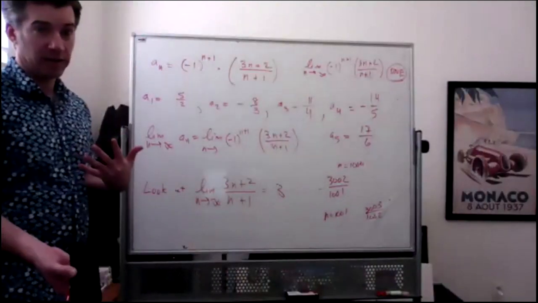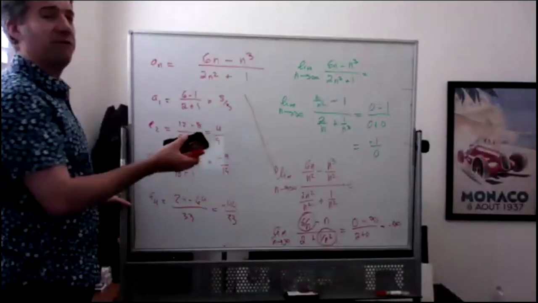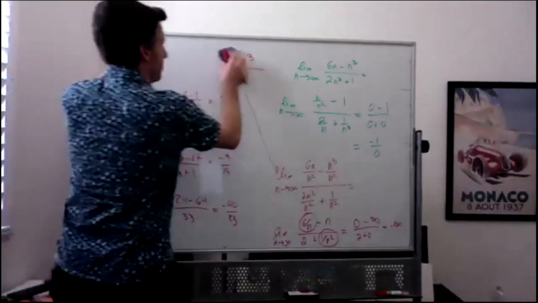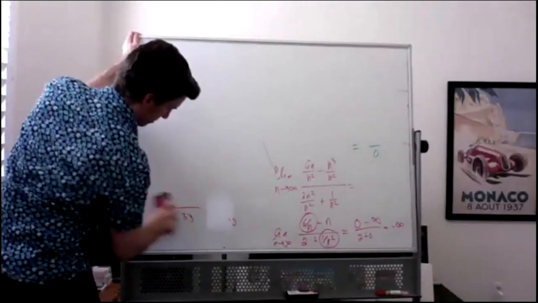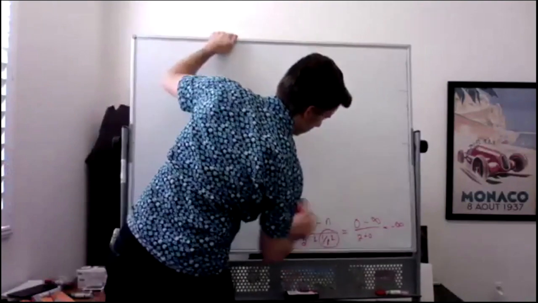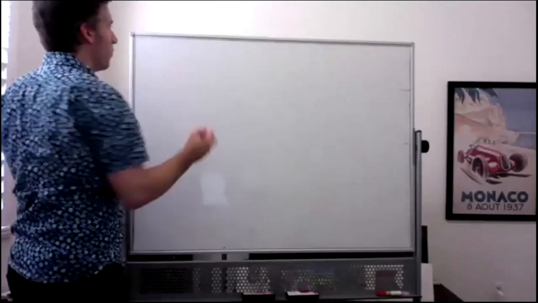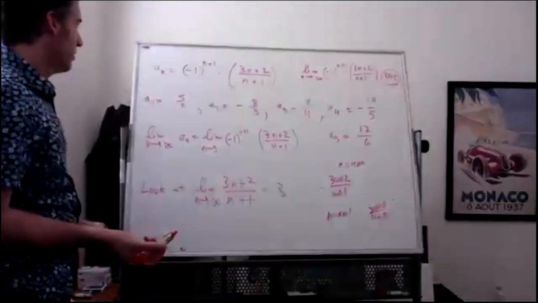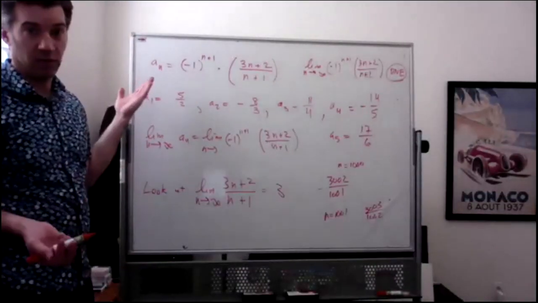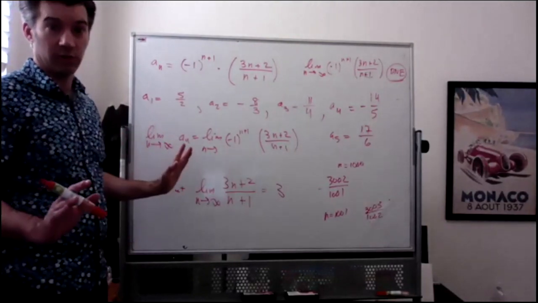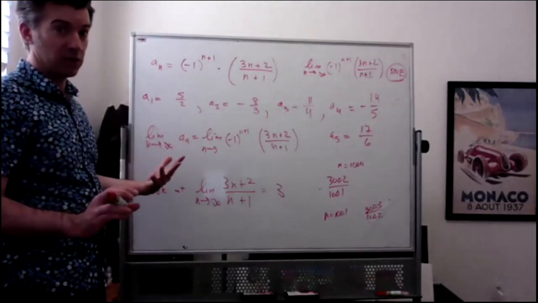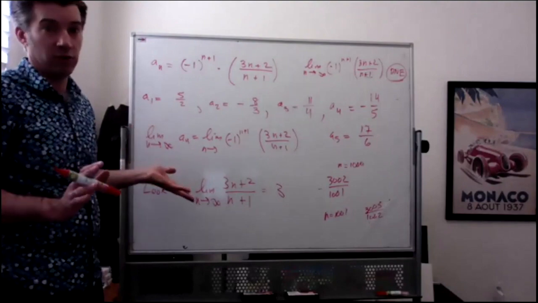Here's a fun fact. Fun might be overselling. Here's a fact. We would also say that this sequence does diverge. If it's not convergent, it is divergent. Those are the only two options. So if it doesn't converge to a single number, we say it diverges.